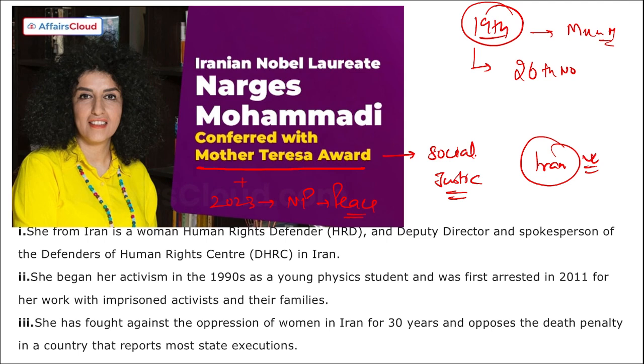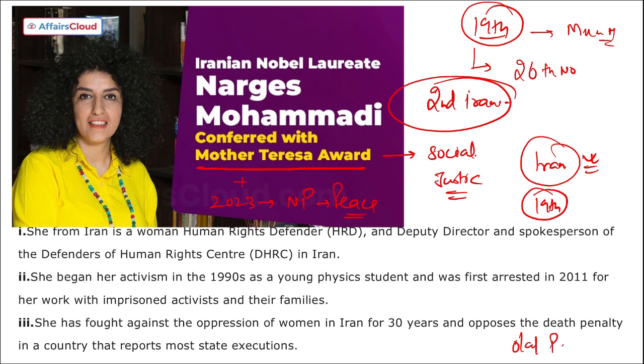And she began her activism in the 1990s, and she fought against the oppression of women in Iran for more than 30 years, and she has been imprisoned more than 13 times and convicted more than 5 times also. And now recently she was honored with the Nobel Peace Prize also for her fight against the oppression of women in Iran and to promote women's rights. Also, she became the 19th woman to win the Nobel Prize and the second Iranian woman to win the Nobel Prize. Correct? Also in 2023 she was honored with the Olof Palme Prize, right? Remember this also in 2023 only.